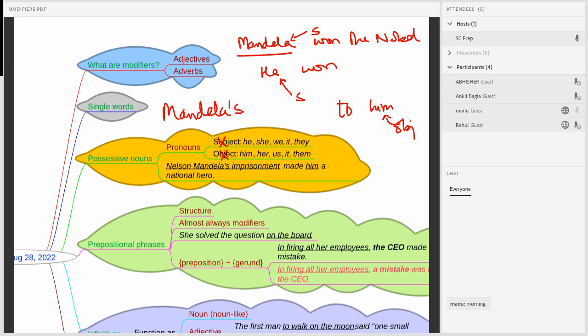So if you take a look at this sentence, "Nelson Mandela's imprisonment made him a national hero." So over here, what's happening? The noun is in the possessive form. It is not directly Nelson Mandela, it is Nelson Mandela's imprisonment. So we've got an apostrophe S on Nelson Mandela, so that makes it possessive. We're saying something belonging to him or something related to him. "Made him." And now you see "him" over there, it's an object pronoun.